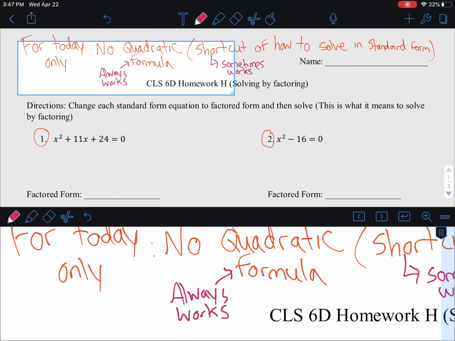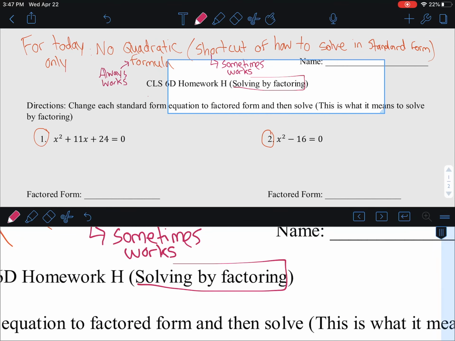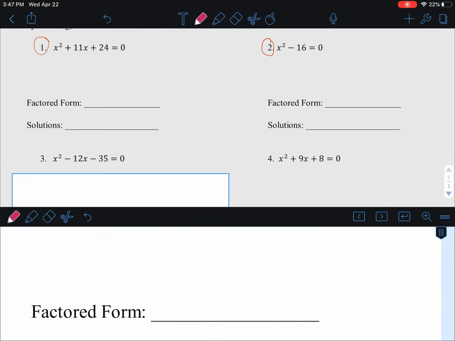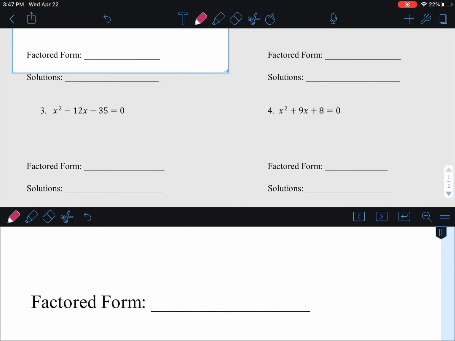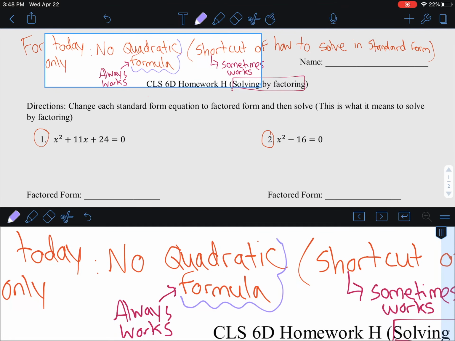Hey guys, this video is on homework H, where we're going to learn how to solve by factoring. Everything's going to be in standard form here. I'm giving you a rule today: we cannot use the quadratic formula, just for today. After this, I'm going to give you the choice. You can use the quadratic formula or you can use this shortcut that I'm going to show you today.